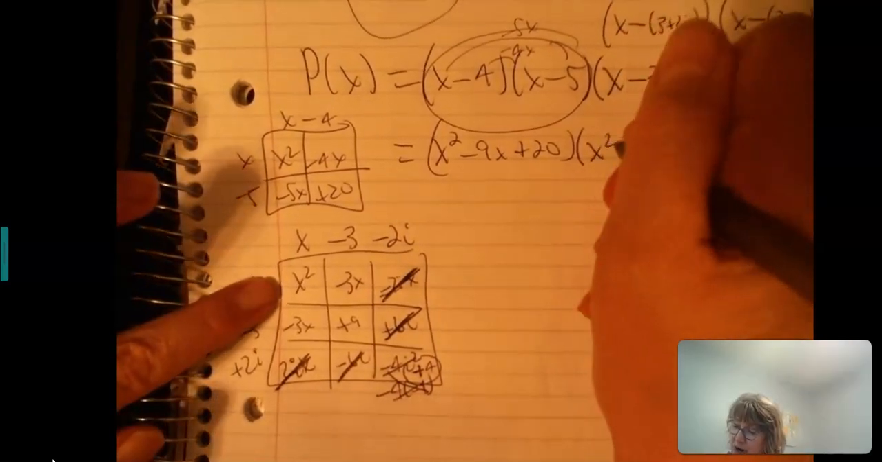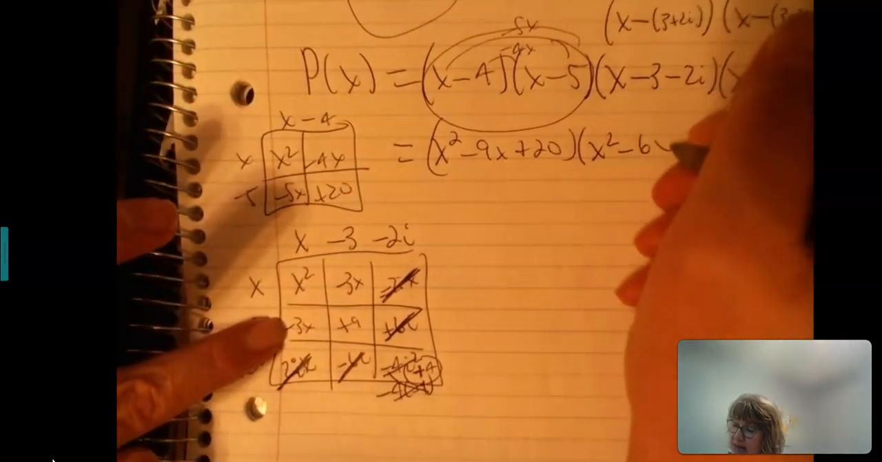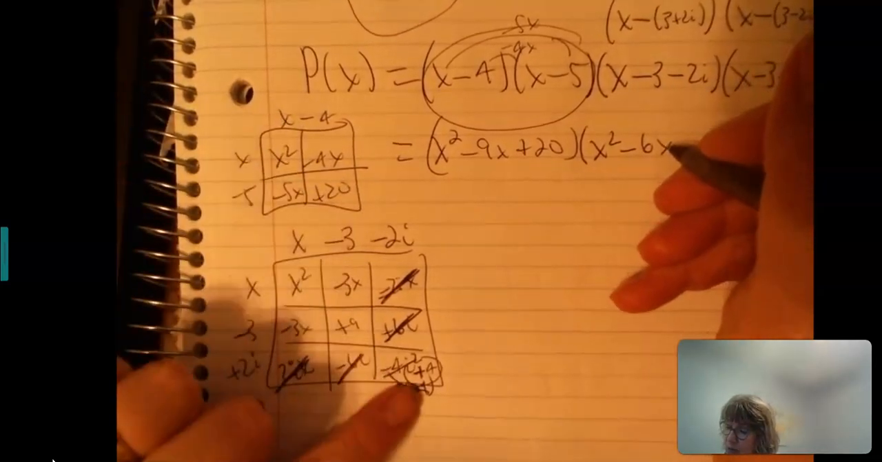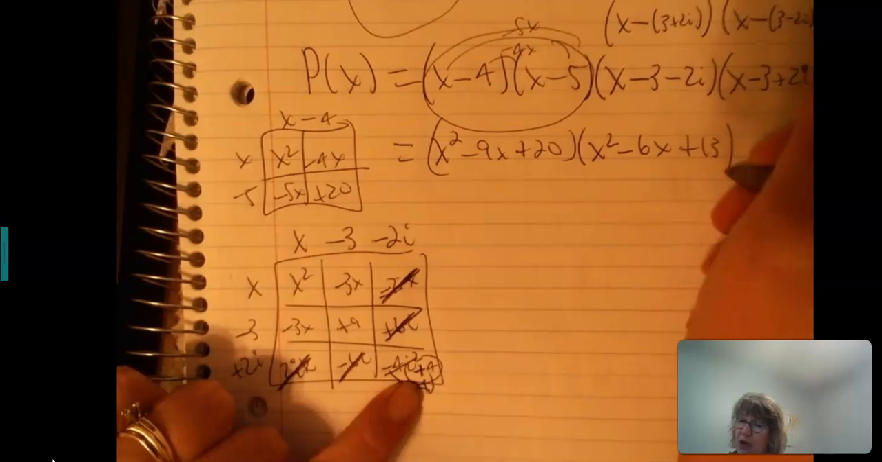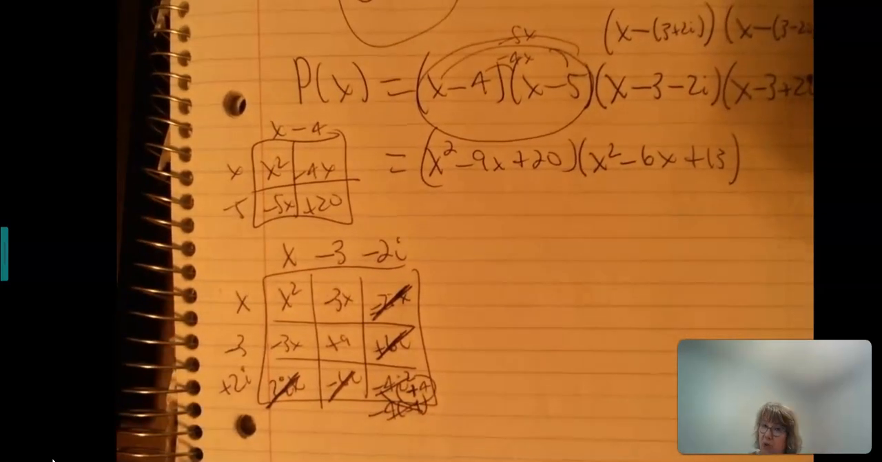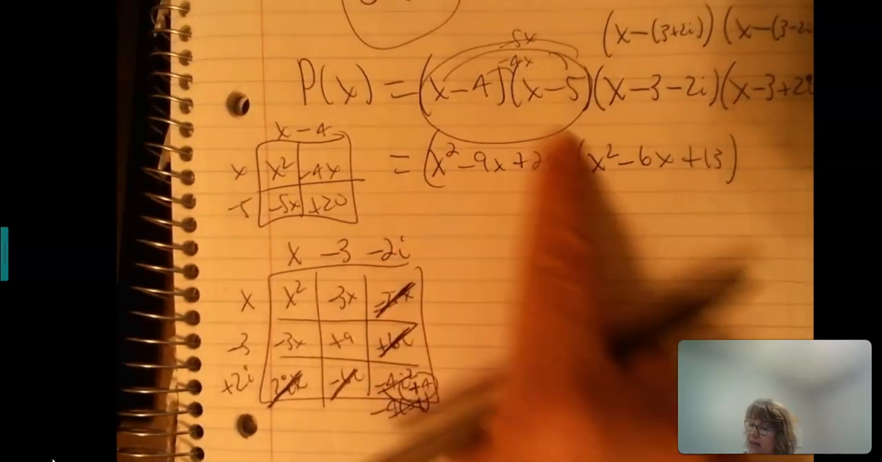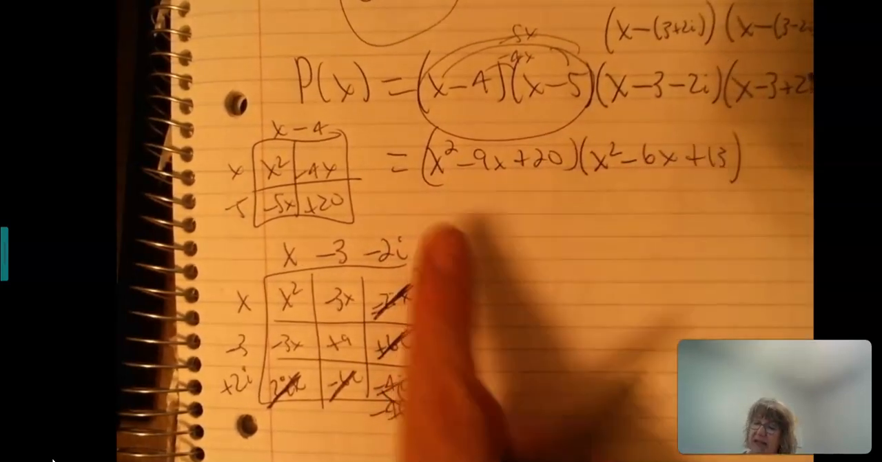Okay, I get x squared, negative 6x, and I have a 9 and a 4, so that's a positive 13. Okay, now if I want this all multiplied out, you're like, oh my gosh, Julie, I have to take that times that. I'm going to get 9 things again.